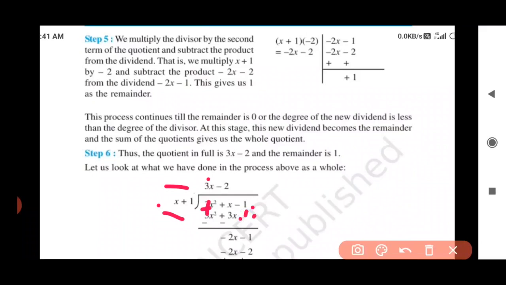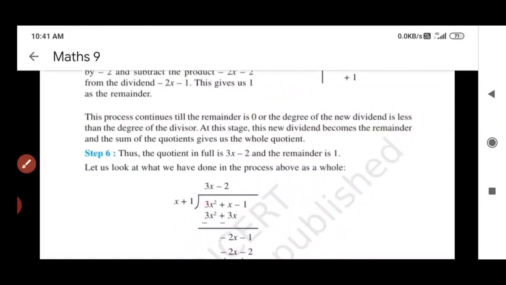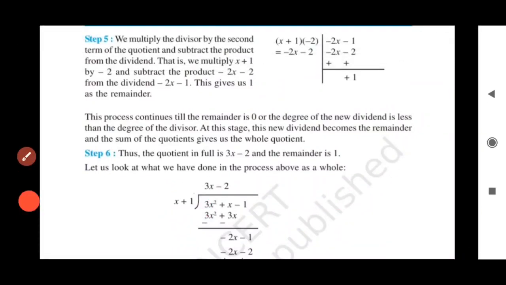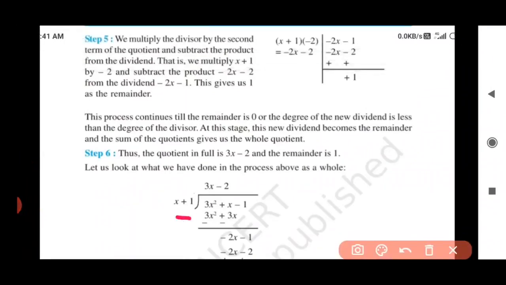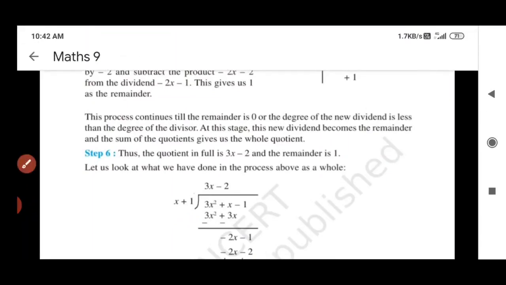So continue the process. Now the first dividend term minus 2x is divided by the divisor, so minus 2x divided by x. The x term cancels, so you get minus 2. So write it in the quotient. After that you multiply the divisor: minus 2 into x, minus 2x, minus 2 into 1, minus 2. So again you change the sign.